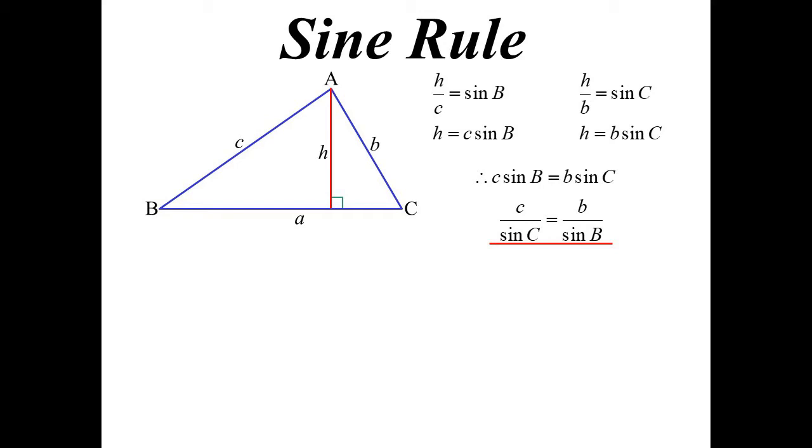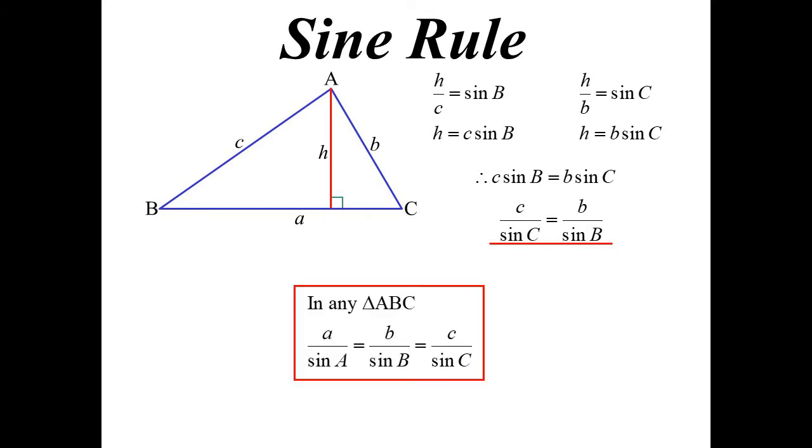Now, because I just randomly picked two of them, I could easily have drawn the perpendicular height from another vertex, and I would have got A over sine A. So our sine rule in any triangle: A over sine A is B over sine B, is C over sine C. That ratio will be consistent.